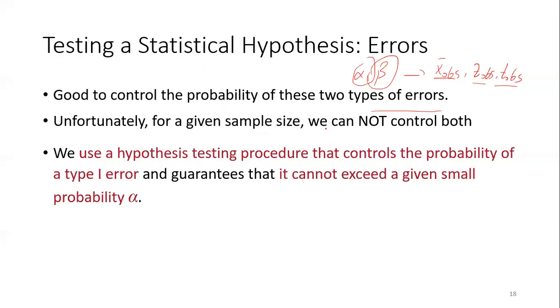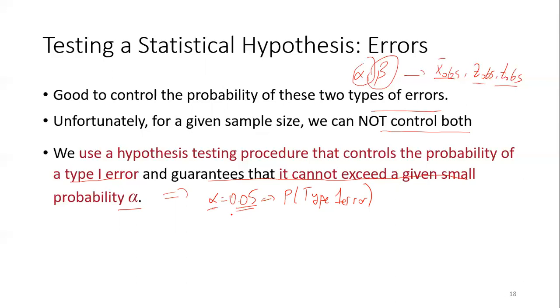So for a given sample size, you cannot reduce both. What we do is use a hypothesis testing procedure that controls the probability of type 1 error and guarantees that it cannot exceed a given small probability alpha. In fact, this is what we did so far. At the beginning of a question, we said let's take alpha equal to 0.05. Alpha is the probability of type 1 error. So in each question, we fix alpha as 0.05, that's our type 1 error, and make our calculations.